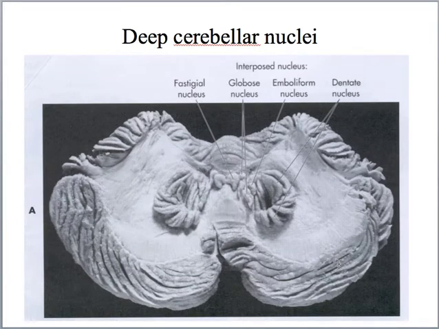This diagram shows the dentate nucleus here, the emboliform nucleus shown here, the globose, and the one most medial is the fastigial. The globose and the emboliform are referred to as the interposed nucleus. That's not important, but sometimes you'll see this, and it represents both of these two different nuclei.